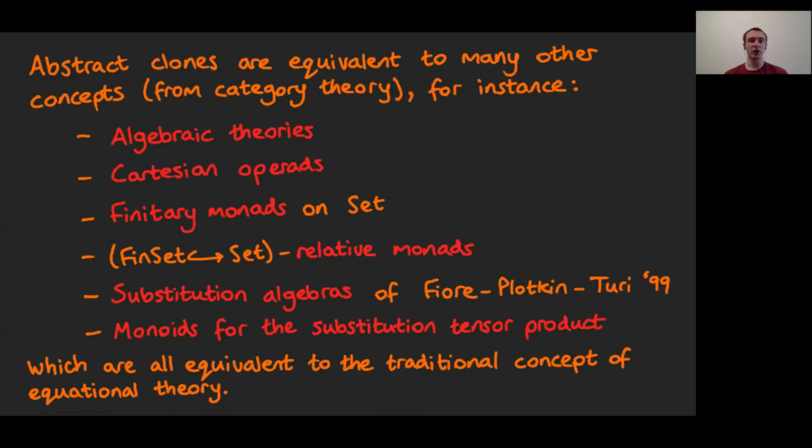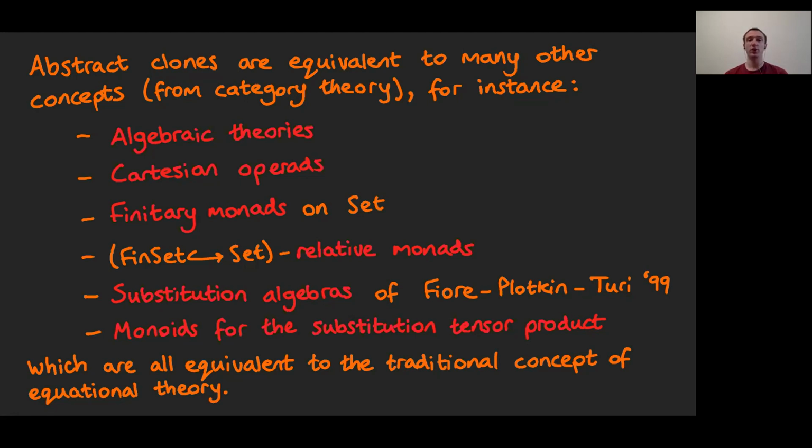So I mentioned from the start that abstract clones are equivalent to many other concepts from category theory, all of which were either introduced to capture algebraic structure or were later proved to be equivalent to algebraic structure. So all of these concepts are equivalent to the classical concept of equational theory that I mentioned before. So just to name a few, we have algebraic theories or Lawvere theories from categorical algebra, Cartesian operads or Cartesian multicategories, then various kinds of monads and relative monads. And then we have the original approach to abstract syntax in this style using substitution algebras or monoids for a substitution tensor product on categories of presheaves.